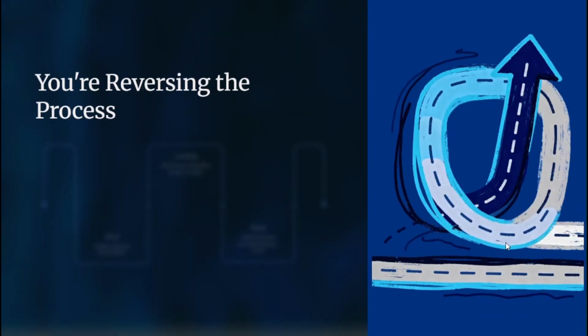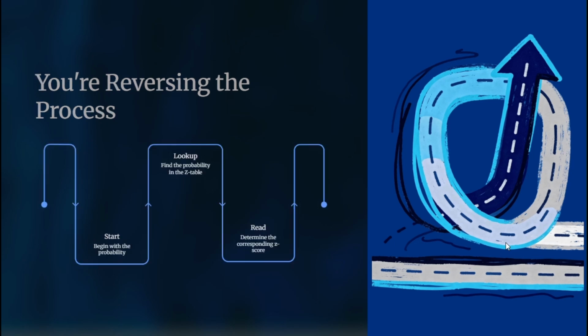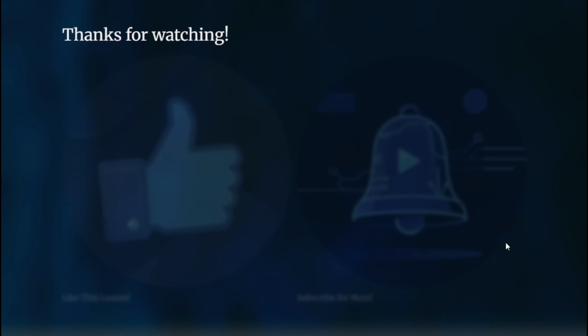Normally, you start with the z-score and find the probability. Now, you start with the probability and find the z-score. Same table, opposite direction. Mastering this reverse lookup unlocks a whole new class of statistics problems, from confidence intervals to hypothesis testing.